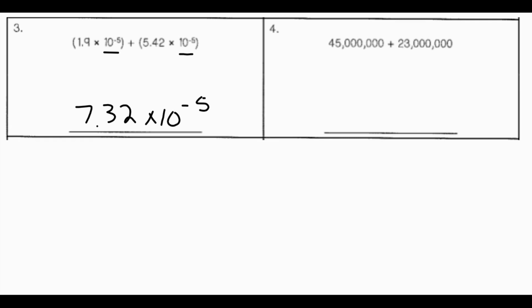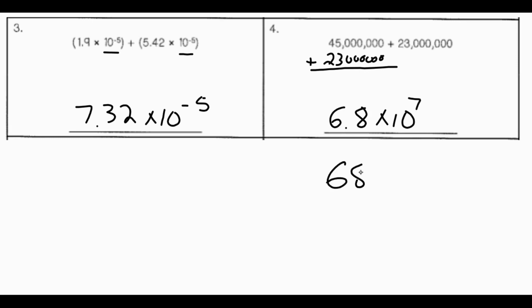Looking at number 4, we have 45 million plus 23 million. This one, they're not written in scientific notation, so I can do this one of two ways. I can simply add them and then change it to scientific notation, or I can change them to scientific notation and then add them. I'm just going to add them and then change them. So 45 million plus 23 million, if I line these up, I would have 23 million here, and then I would just add the 45 and the 23. That would give me 68. So in scientific notation, that's 6.8 times 10 to the 7th.